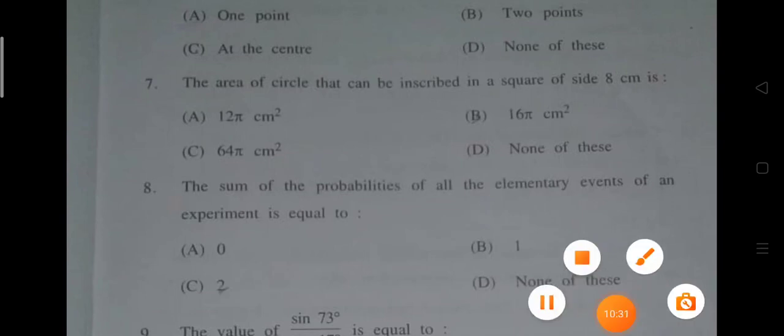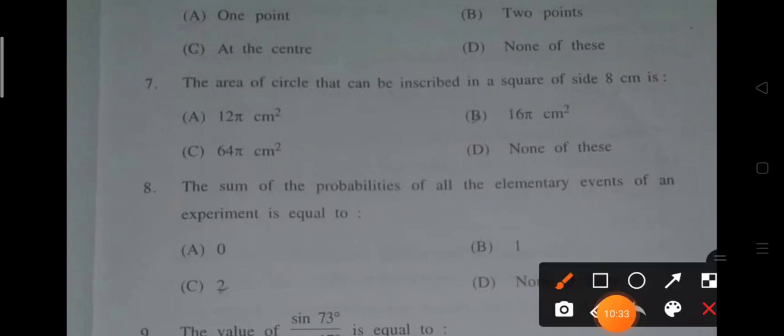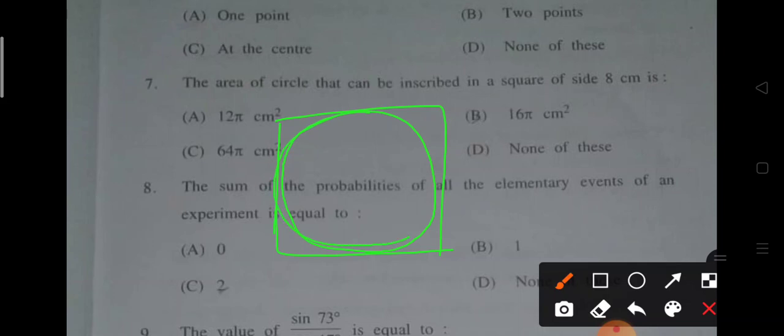Next, the area of the circle that can be inscribed in a square of side 8 centimeter. What have you been given? You have been given a circle which is inside a square. This is like this. I'm not very good at drawing, but I suppose you will manage with this. So this is a square of side 8 centimeter. From here it is very clear that this circle will have diameter 8 centimeter, so the radius will be 4 centimeter.